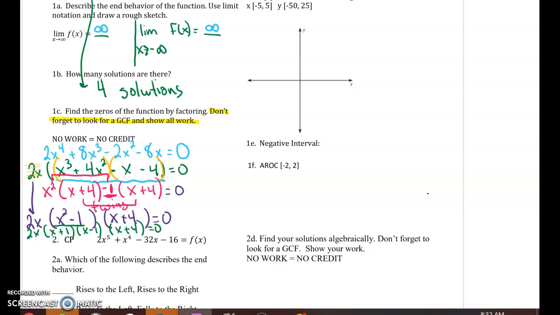My first solution comes by taking 2x and setting it equal to 0. When I do that, one of my answers is 0. Then I'll take x plus 1 and set it equal to 0, and when I subtract the 1 over, my other answer is negative 1. Then when I take x minus 1 and set it equal to 0 and add the 1 over, here's my third solution. And then I take my final factor and set it equal to 0.